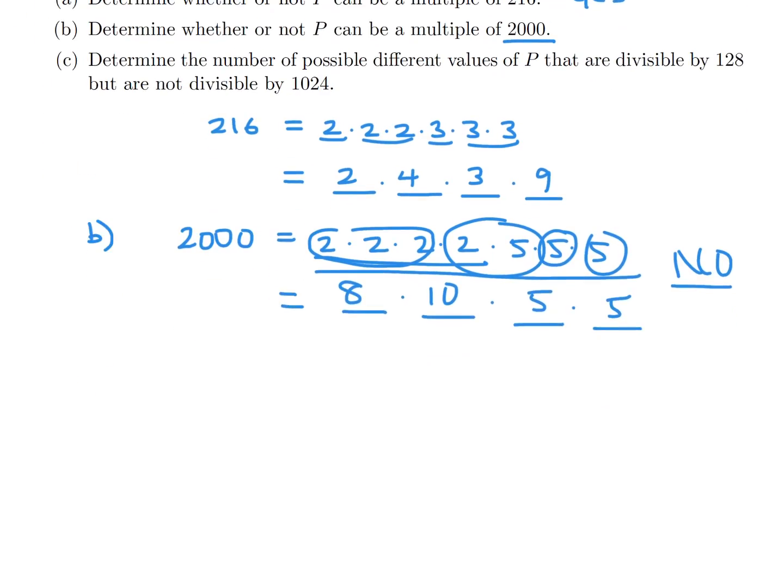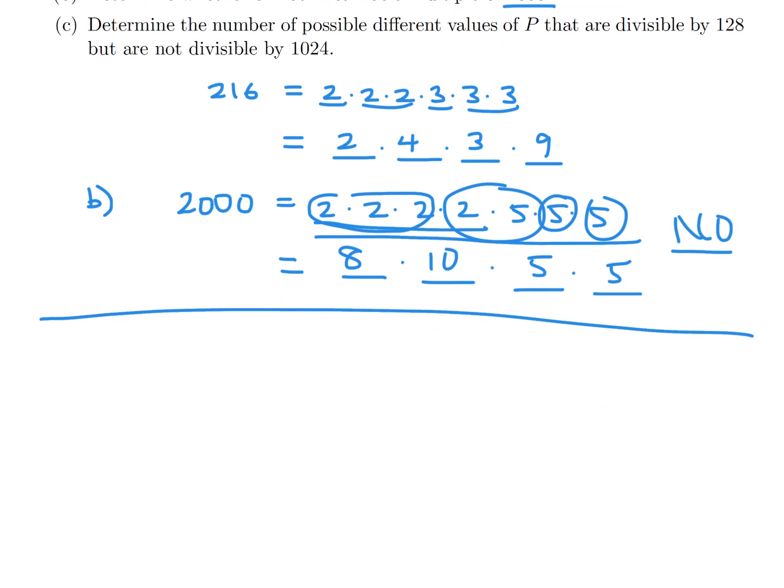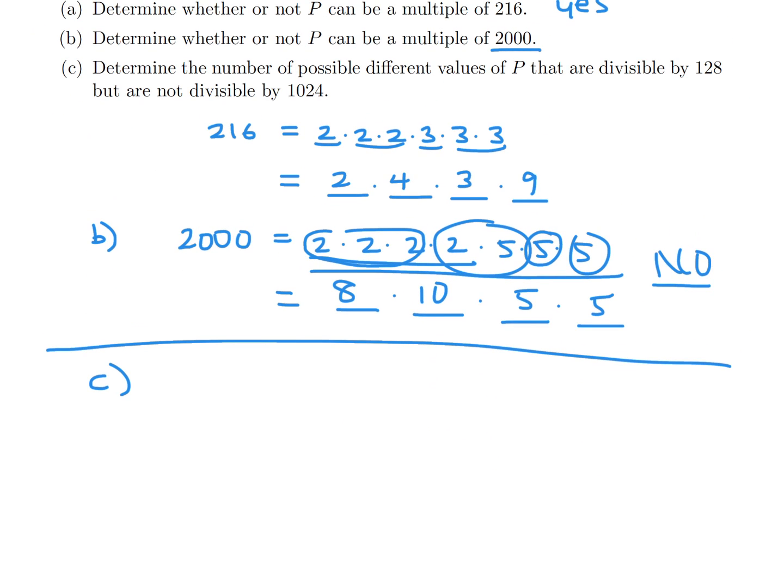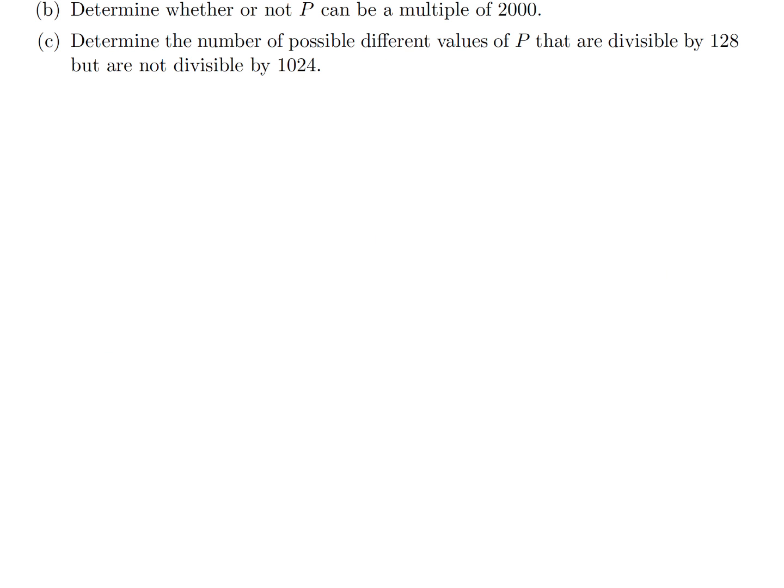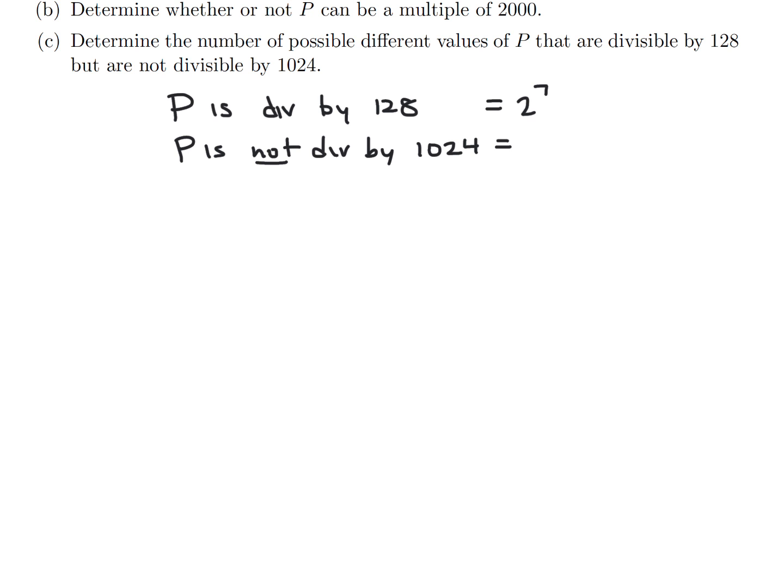All right. C says, determine the number of possible different values of P that are divisible by 128 but are not divisible by 1024. So P is divisible by 128, but P is not divisible by 1024. So 128 is 2 to the power of 7, right? And 1024 is 2 to the power of 10.